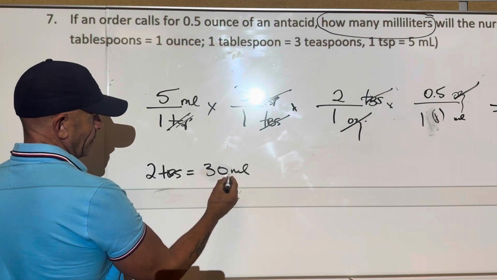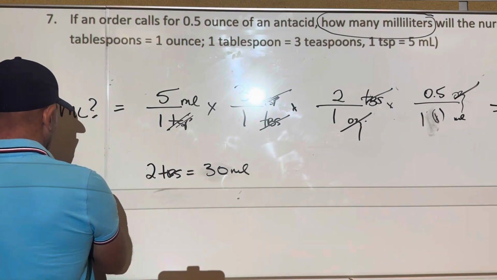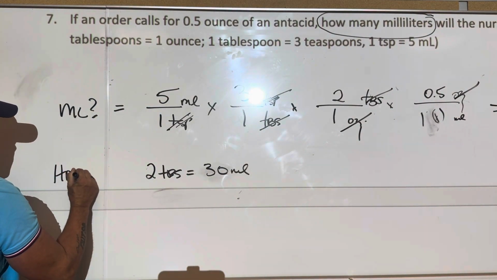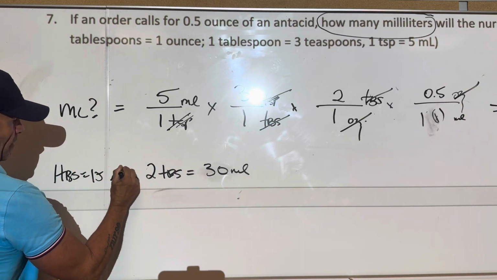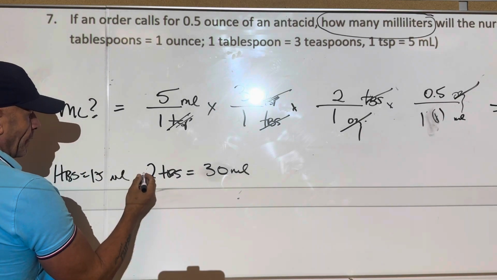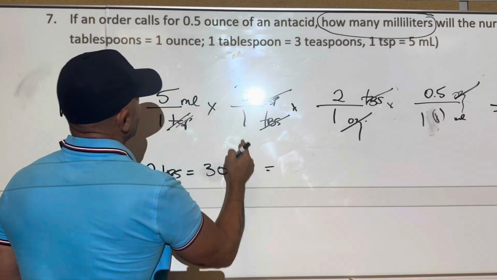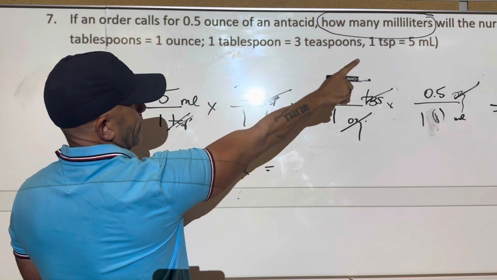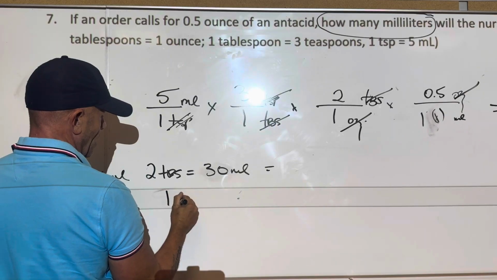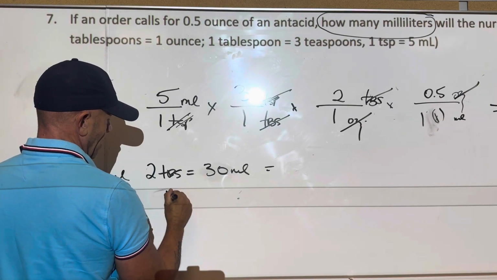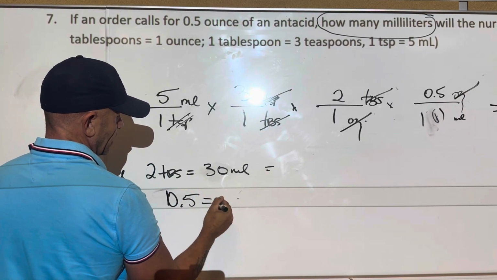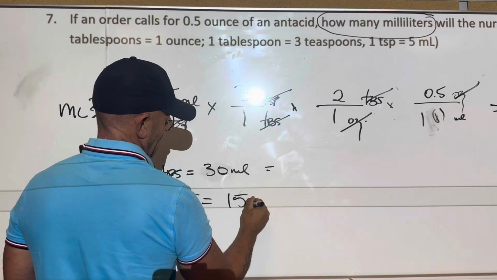So 2 tablespoons equals 30 mLs because 1 tablespoon equals 15 mLs, by your cheat sheet. So we know that 2 tablespoons equals 30. Well, we already know, because it says right here, 2 tablespoons equals 1 ounce. Well, what's half of 1 ounce? 15.